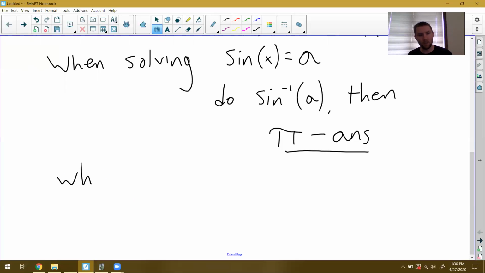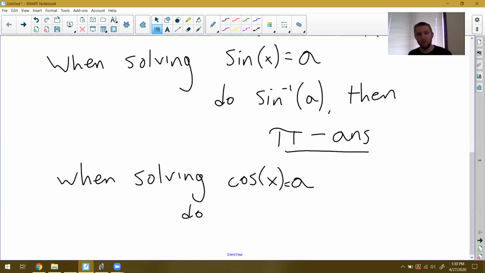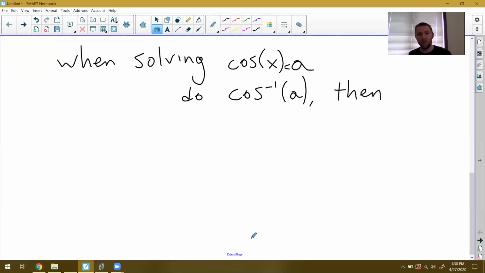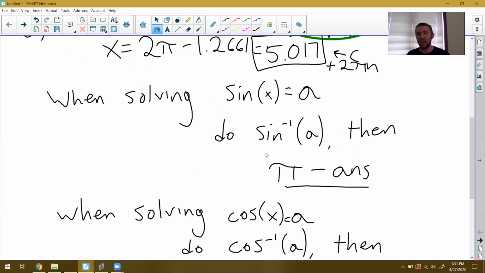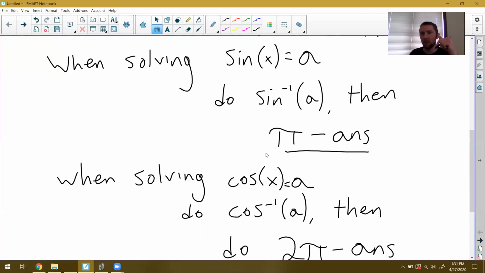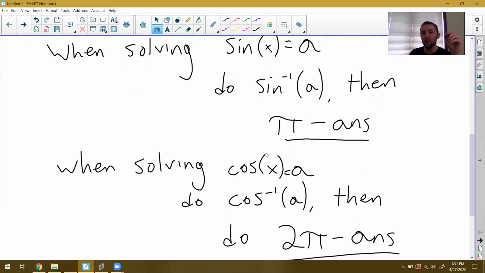And when we're solving cosine of x equals a, we do cosine inverse first. And then to find the second one on the unit circle, we do 2 pi minus that answer. So when we're solving a sine equation, we do pi minus the answer to get the second one. When we're solving a cosine equation, we do 2 pi minus the answer to find that second one.